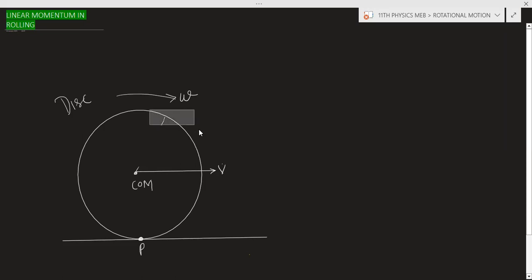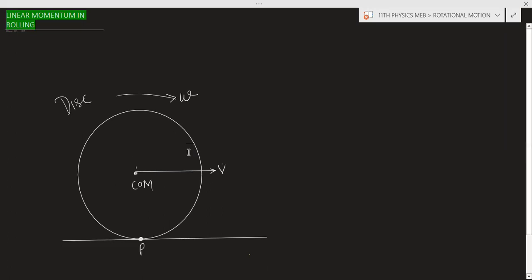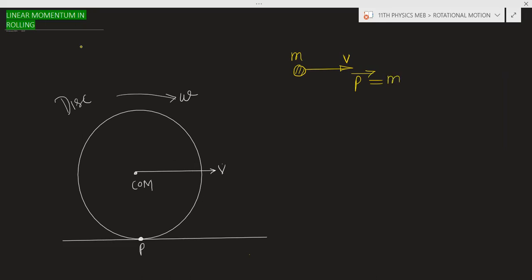So linear momentum is basically the product of mass and velocity. If a body is moving, for example, if this is a body of mass m, and this mass m is moving with velocity v, then the momentum of this mass will be the product of mass and velocity. In scalar form you can write p is equal to mv.